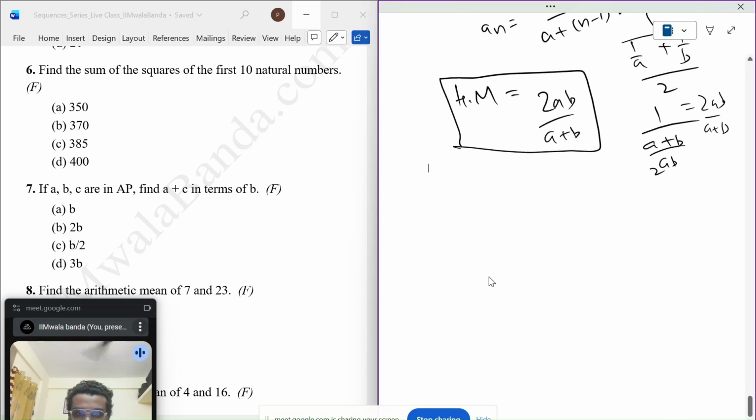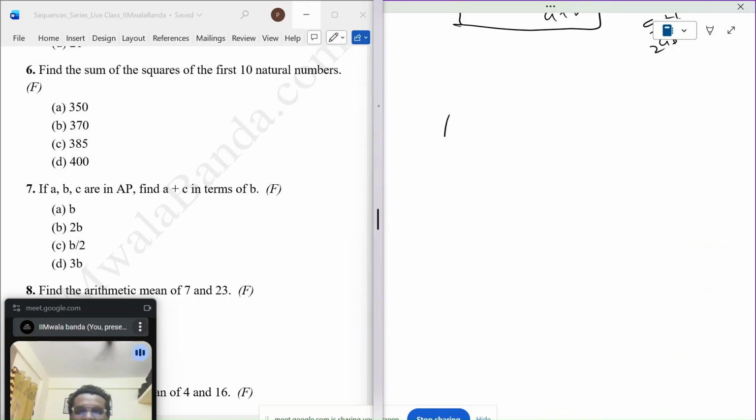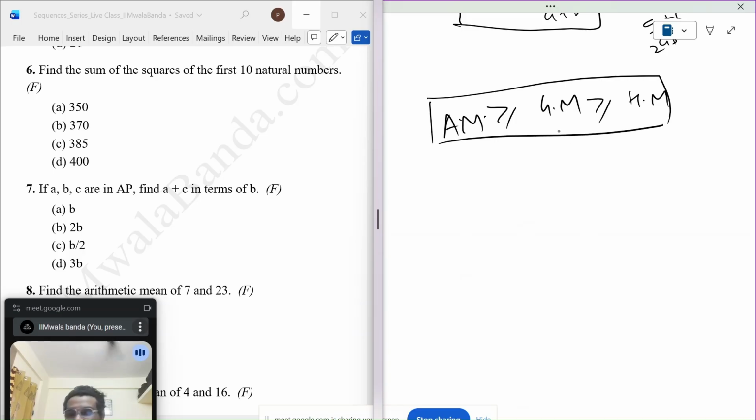Now comes a very interesting part, which is that the arithmetic mean of the same series will always be greater than or equal to the geometric mean of that series, which will be greater than or equal to the harmonic mean of that series. And this is one of the favorite topics of CAT, and we need to remember this.